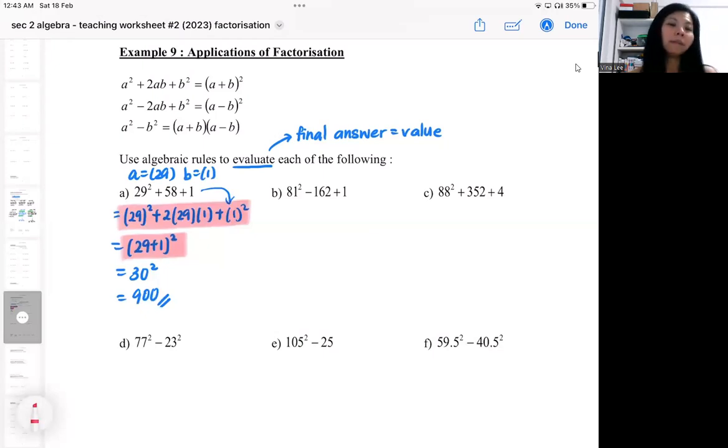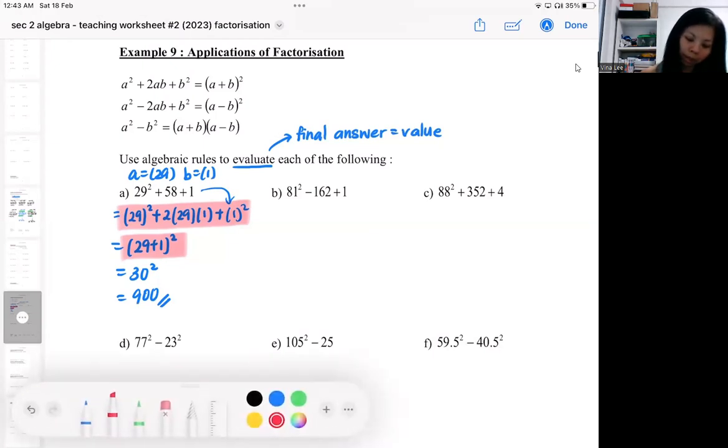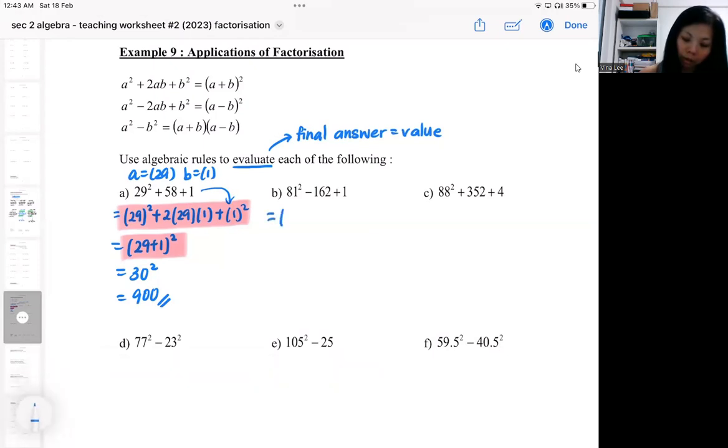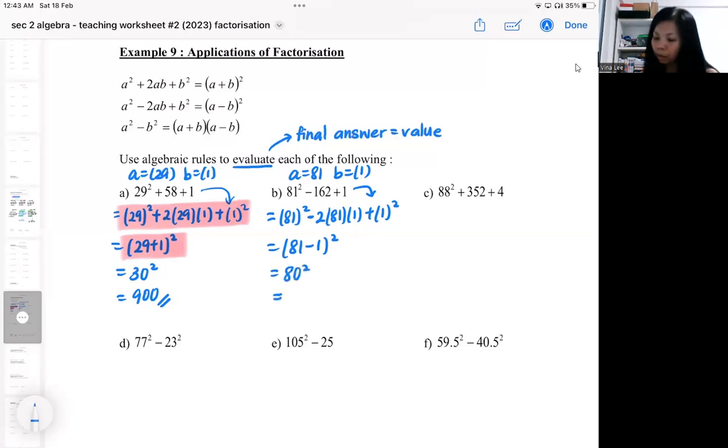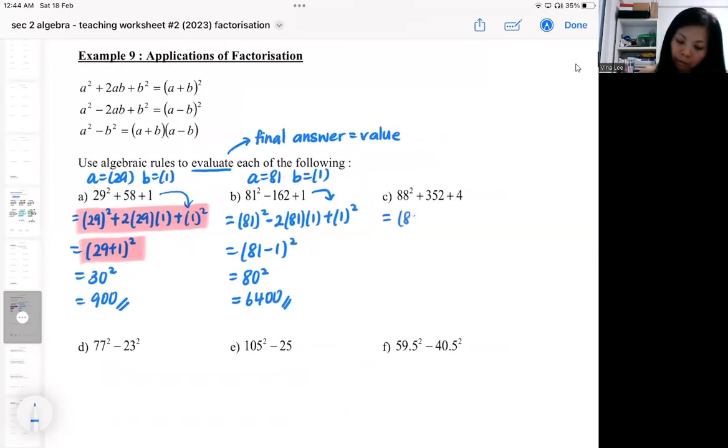Okay, I will say that D, E, F is actually the harder one. So if you look at part B, you will have 81 square, 2 times 81 times 1. So A is 81, B is 1. And this will be the second formula. So plug back into the second formula, you get 80 square. Then you punch the calculator. Okay, so this one will be the same thing. Don't touch the 88 square. The 88 square is quite nice already.